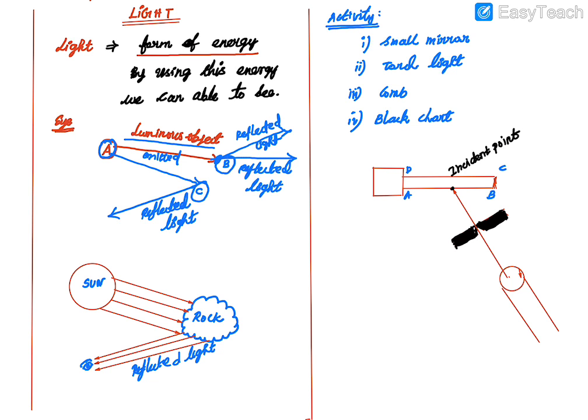When the ray starts from the source, this is called the source. From the source a single ray is passing. This is called the incident ray. Then once it hits the incident point, it will go this way, am I right? This is called the reflected ray.